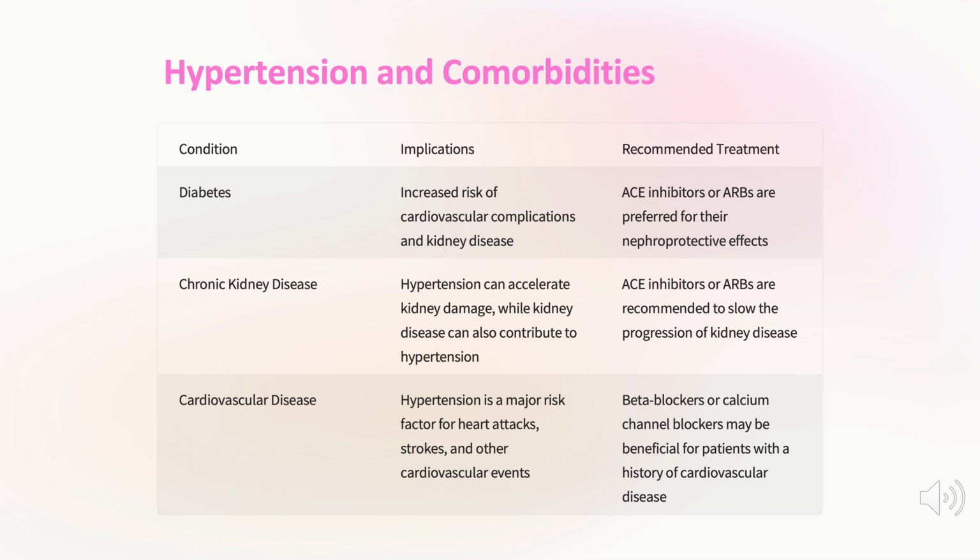Now, cardiovascular disease comes into focus. Hypertension stands as a major risk factor for heart attacks, strokes, and other cardiovascular events. For patients with a history of cardiovascular disease, beta blockers or calcium channel blockers may offer beneficial effects, aiding in the management of hypertension while addressing cardiovascular concerns. Understanding the interplay between hypertension and comorbidities is crucial for comprehensive patient care. By tailoring treatment approaches to address both hypertension and associated conditions, we can better mitigate risks and improve overall health outcomes for our patients.